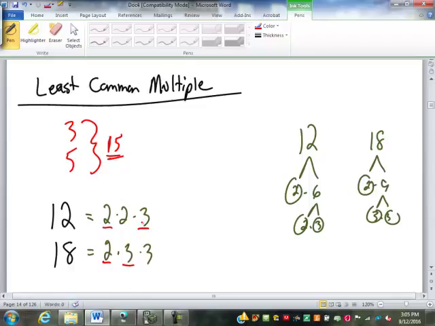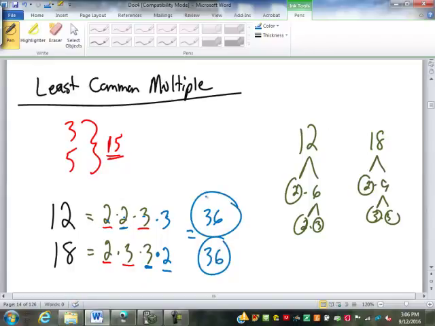Now I look at what one has that the other is missing. This top number, the 12, has a 2 that the bottom one doesn't. I need another 2 down here. Now they have the 2 in common. Anything else that one of them has that the other doesn't? The 18 has a 3, so I need a 3 up here. Now what I have done is they both have the same factors. 2 times 2 times 3 is 12, times 3 is 36. 2 times 3 times 3 is 18, times 2 is 36. 36 is the least common multiple.